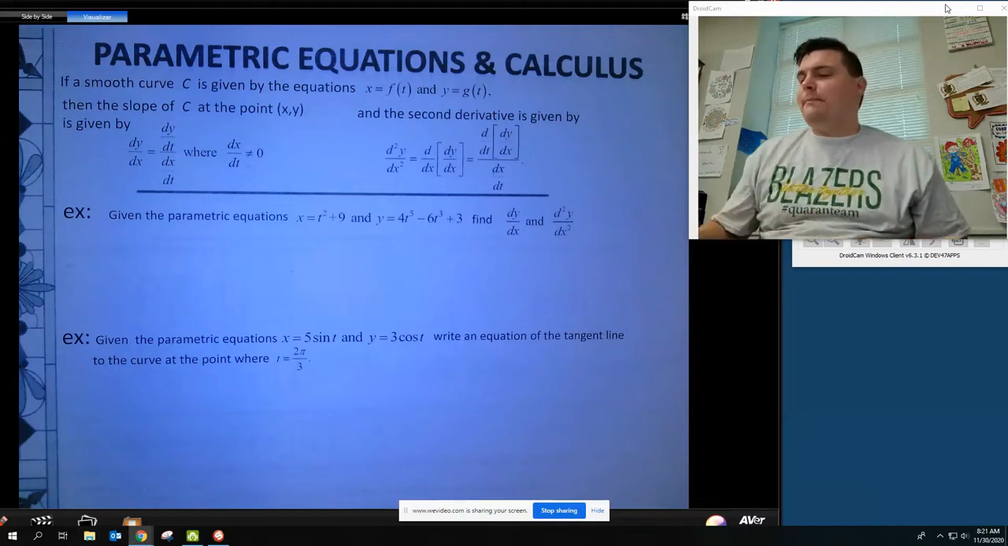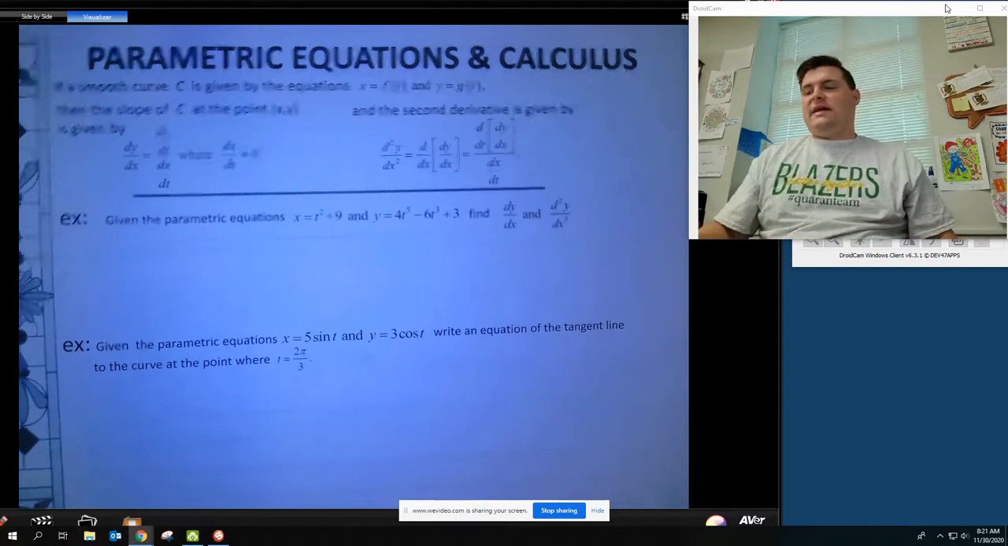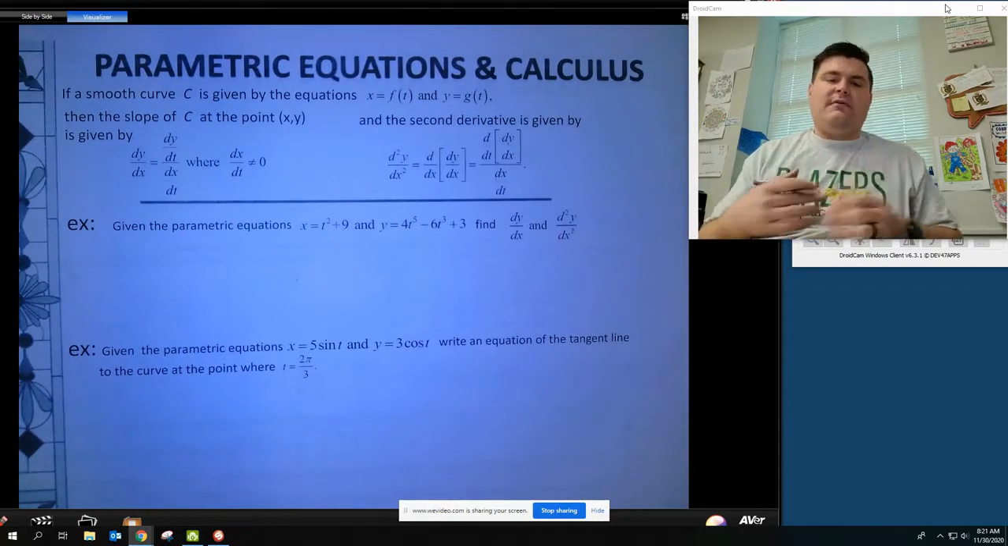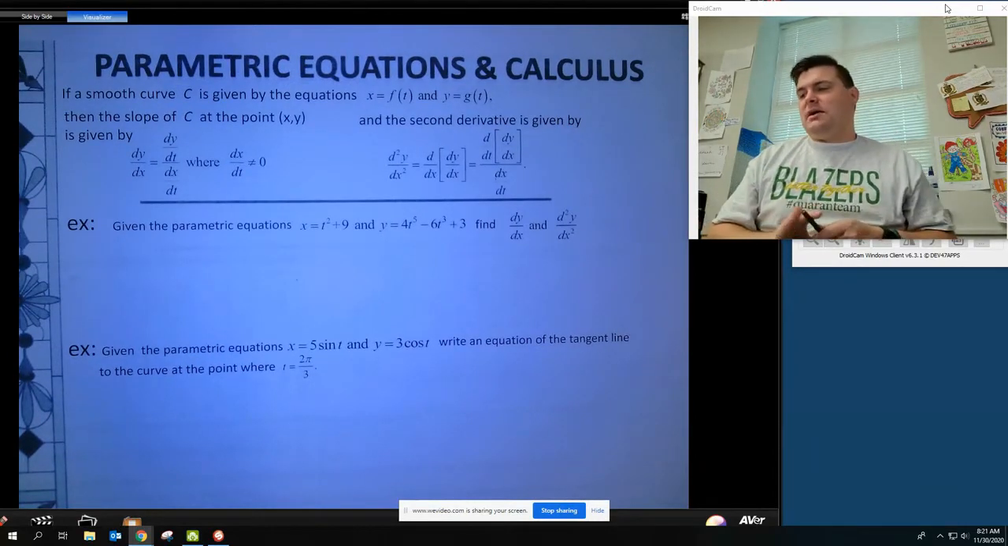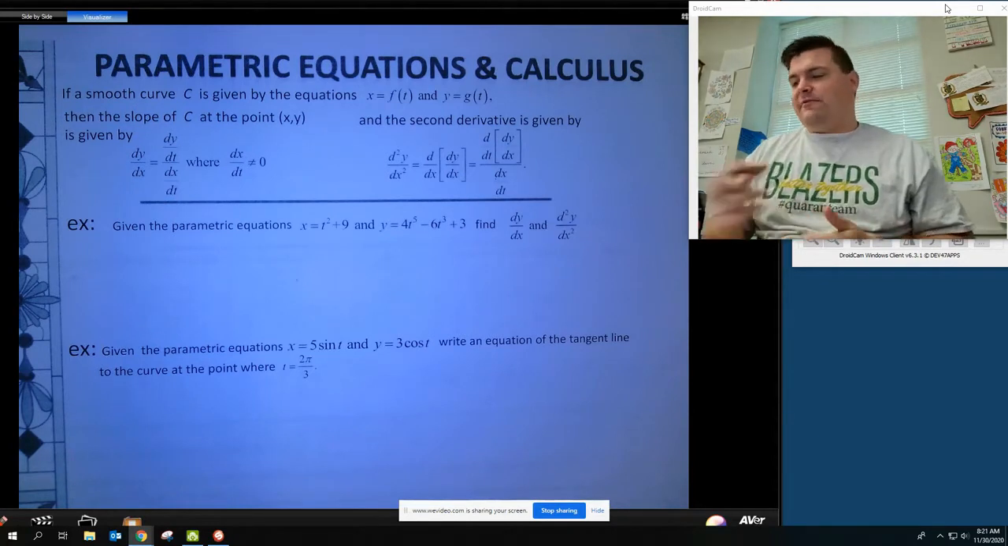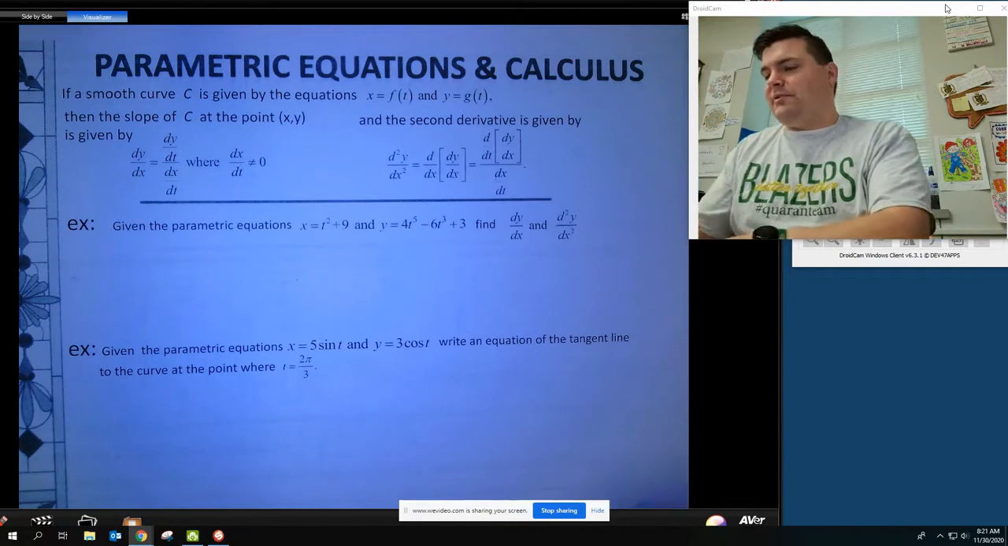To a video here on parametric equations and calculus. So last video we learned about parametric equations in general, just kind of re-familiarizing ourselves with them. But now we're going to actually be taking the next step into calculus for them. So here are a couple of formulas here.